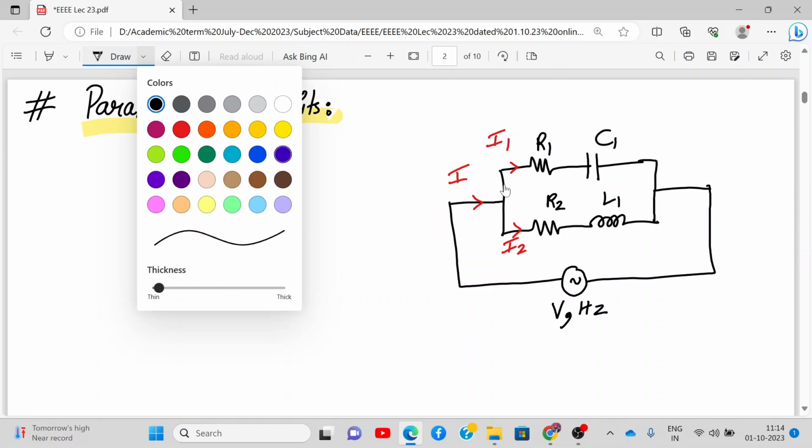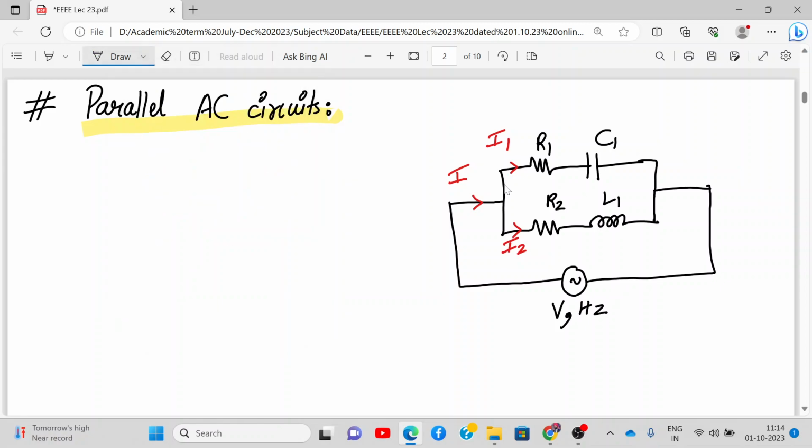So this branch over here I'm calling Z1. This is my branch number 1, and this is my branch number 2. This branch I'm calling Z2.